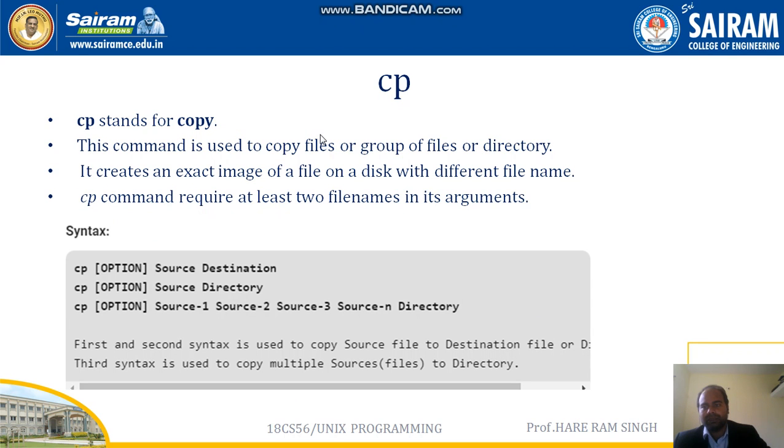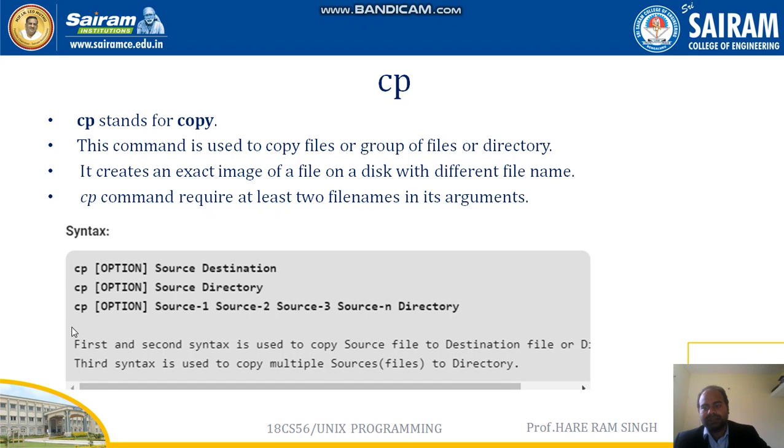Next is the cp command, copy. cp stands for copy. This command is used to copy files, a group of files, or a directory. It creates an exact image of a file on a disk with a different file name. So the cp command requires at least 2 file names in its arguments. It creates an exact copy of a file in the current directory.